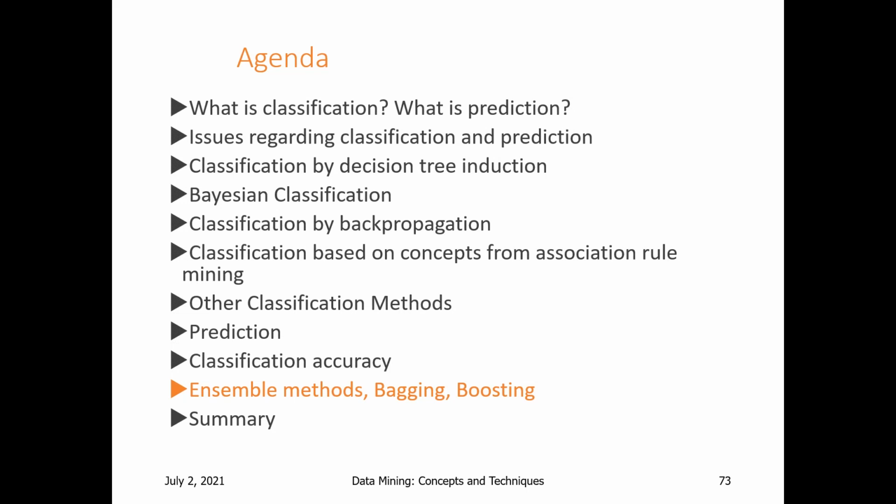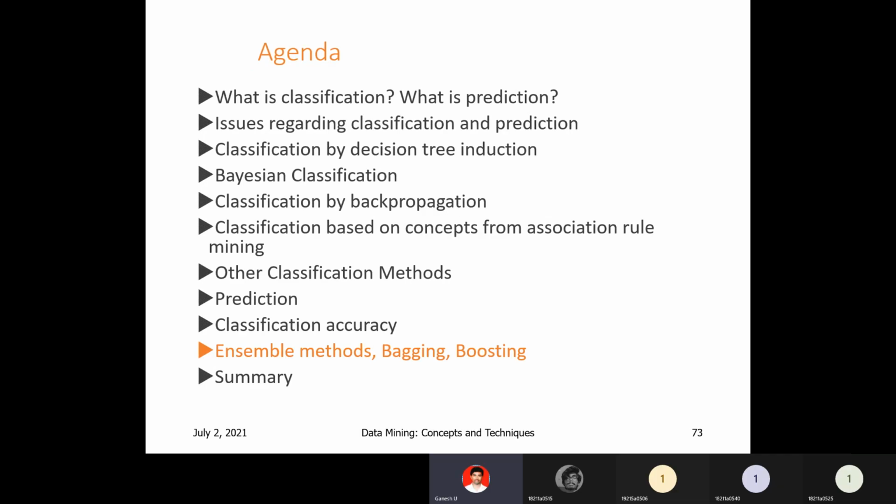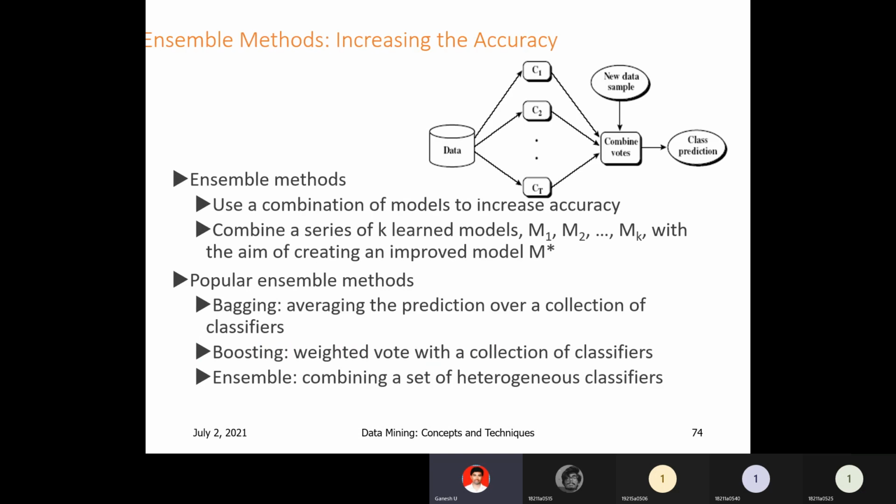Combining several classifiers and the final result we are applying. Anyway, it is better than previous. Why? Because it is a combination of several classifiers. Okay, so first we will see what is meant by this. So the ensemble method's main purpose is to increase the accuracy.